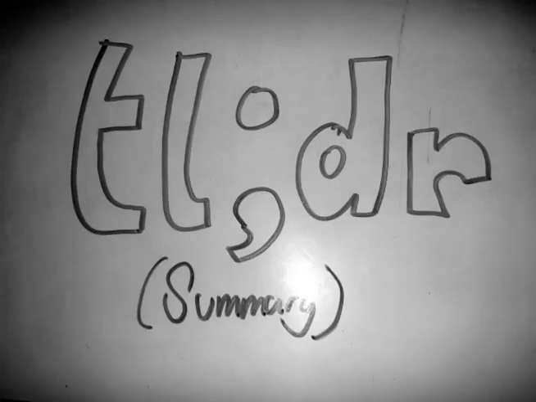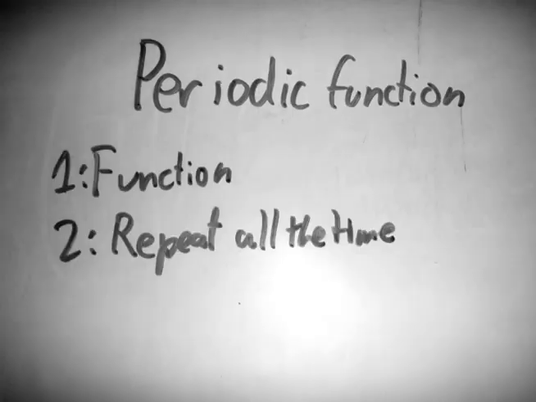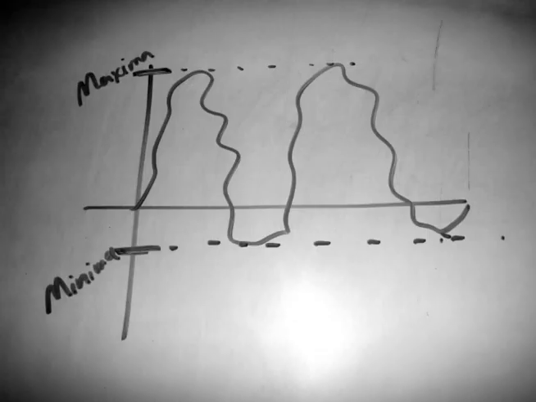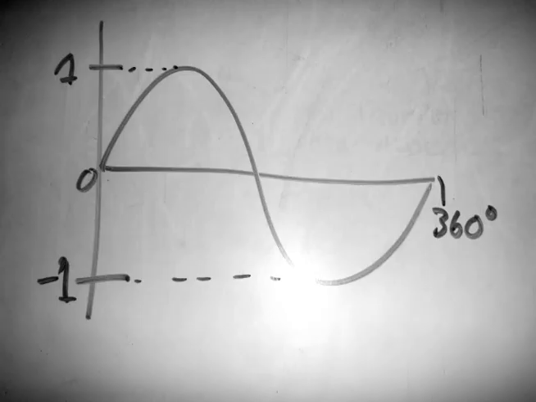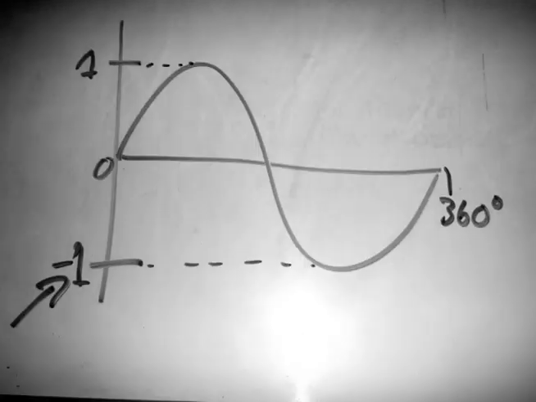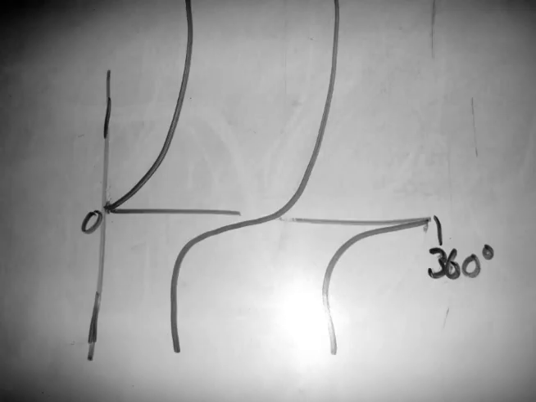So, TLDR, also known as a summary. Periodic functions. Functions repeat over and over like this. There's a period, there's the amplitude, there's a maximum, there's a minimum, or highest and lowest points. Sine, cosine, and tangent waves, when graphed, look like this, this, and this. For sine waves, amplitude is 1, maximum is 1, minimum is negative 1, period is 360 degrees. Tangents have an amplitude of infinity.